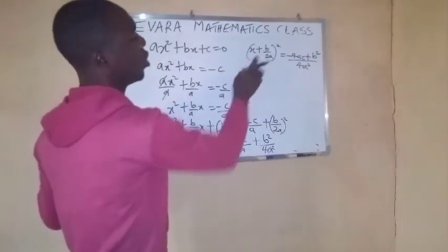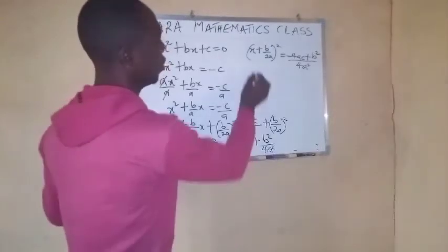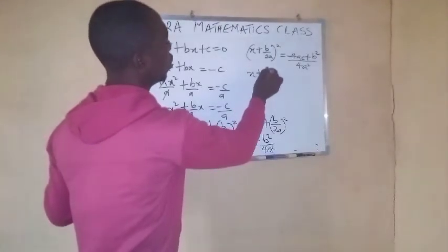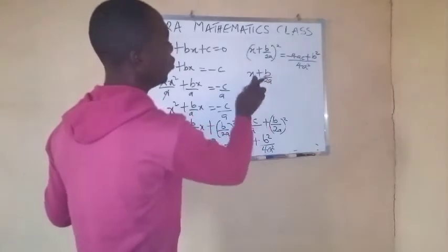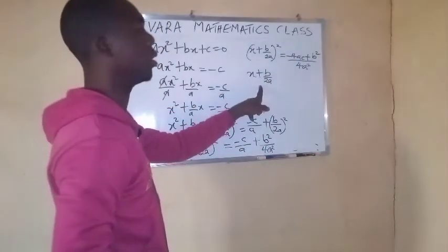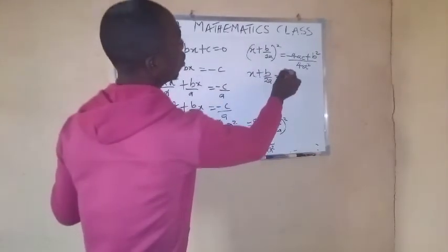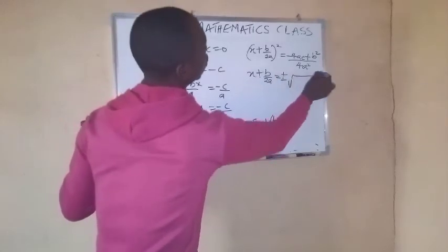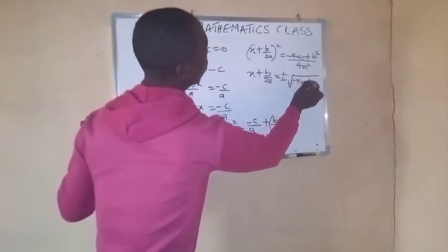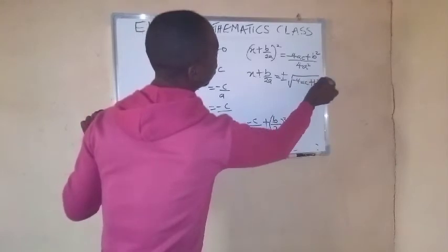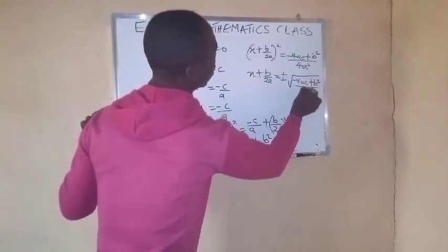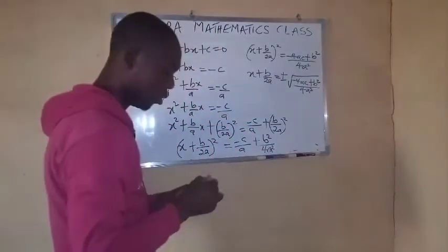So you now take the square roots on both sides. If you take the square root of this, you'll be left with x plus b over 2a equals plus or minus the square root of minus 4ac plus b squared over 4a squared.